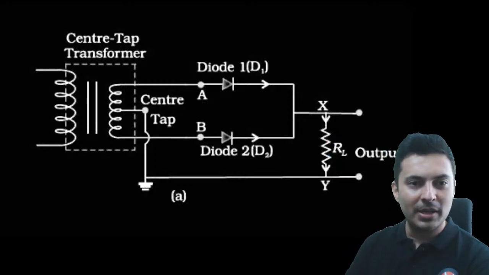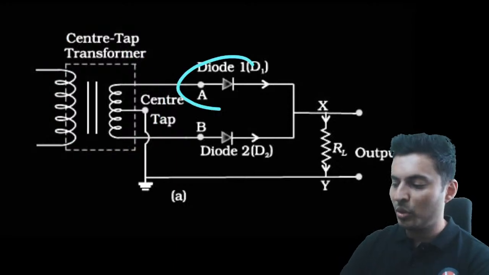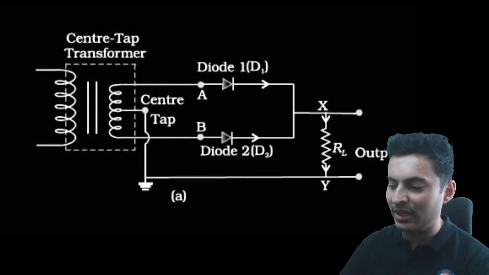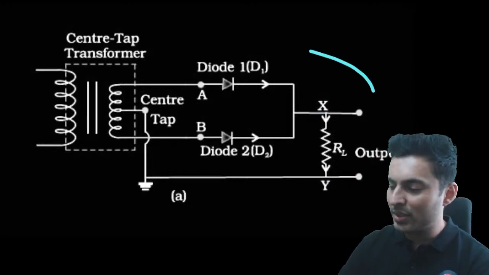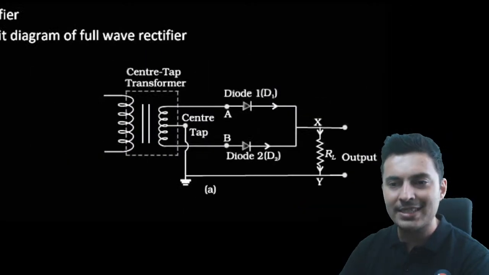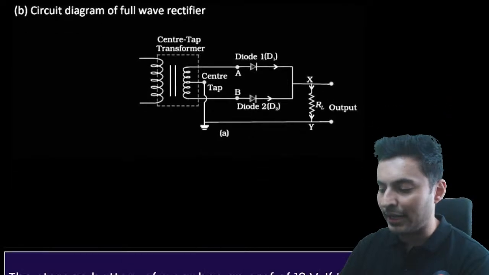So show this properly. If you miss the center tap transformer, gone. If you miss two diodes, and you show 3-4 diodes or one diode, gone. If you miss the load, gone. So make sure it looks exactly how it is there in your NCERT. Got it? Yes. So this is the circuit diagram for that.